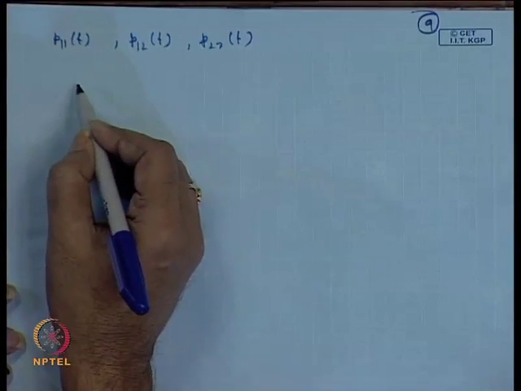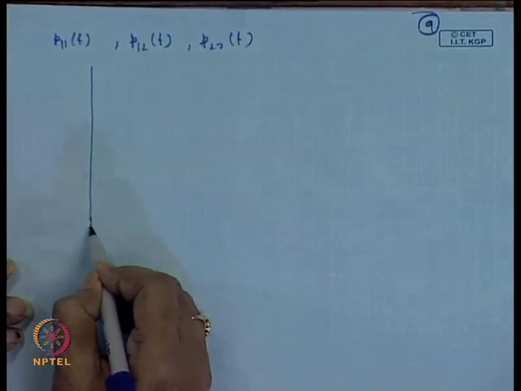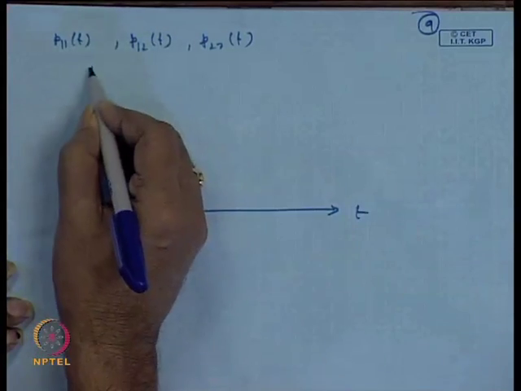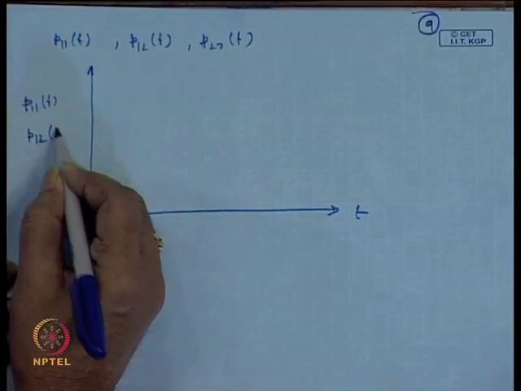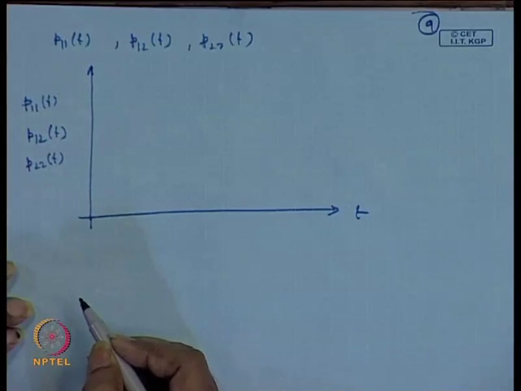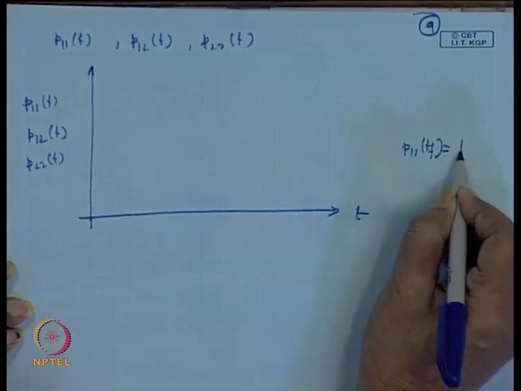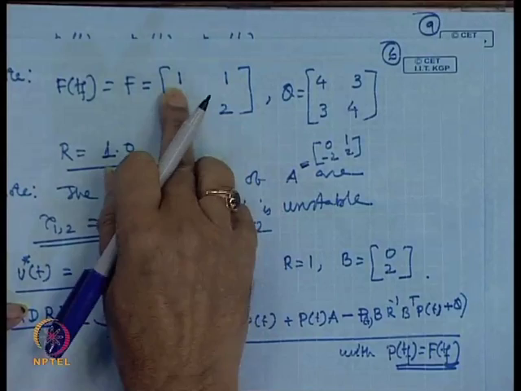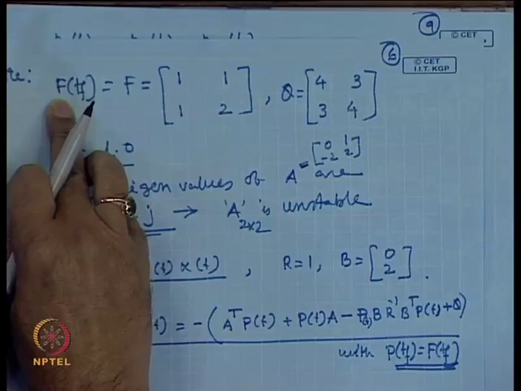If you solve these problems by numerical methods, this is the nature of the response you may get. Let us call this the time axis, and I am plotting P11(t), P12(t), and P22(t). Now see the value of P11(Tf) is equal to 1, as you know from the terminal cost, P(Tf) = F(Tf).